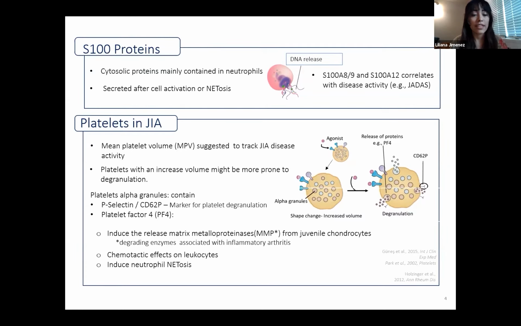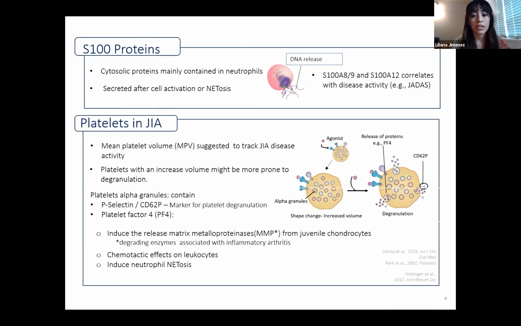Other less studied cells in JIA are platelets and their proteins. A study suggested that the mean platelet volume can be used as a marker to track disease activity in JIA because it was shown that the volume of the platelets is increased during the active stage of JIA compared to the inactive stage and healthy controls. It is known that platelets with an increased volume can be considered pre-activated platelets and are more prone to release their content, or to degranulation.